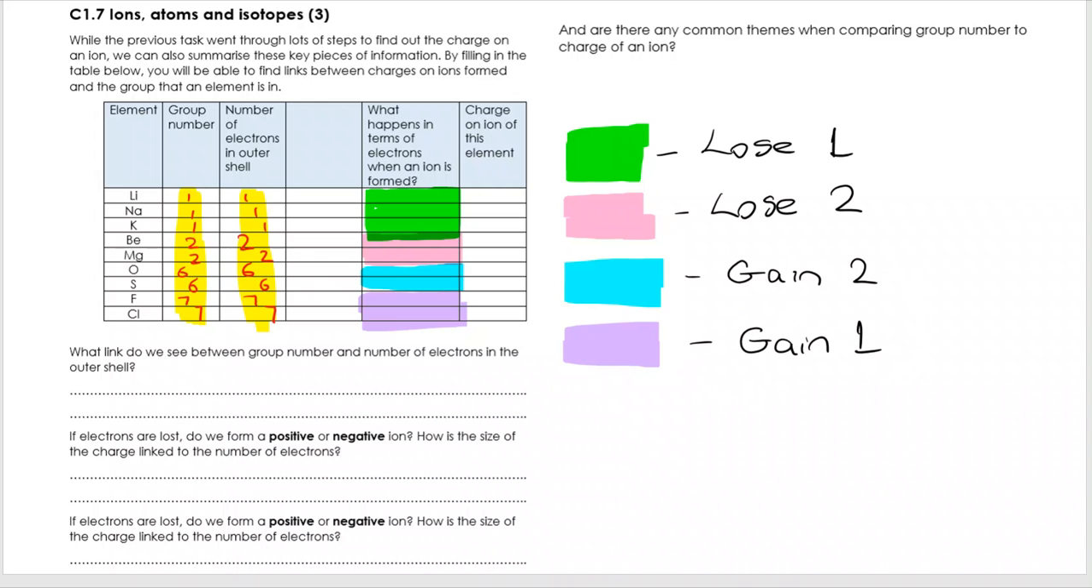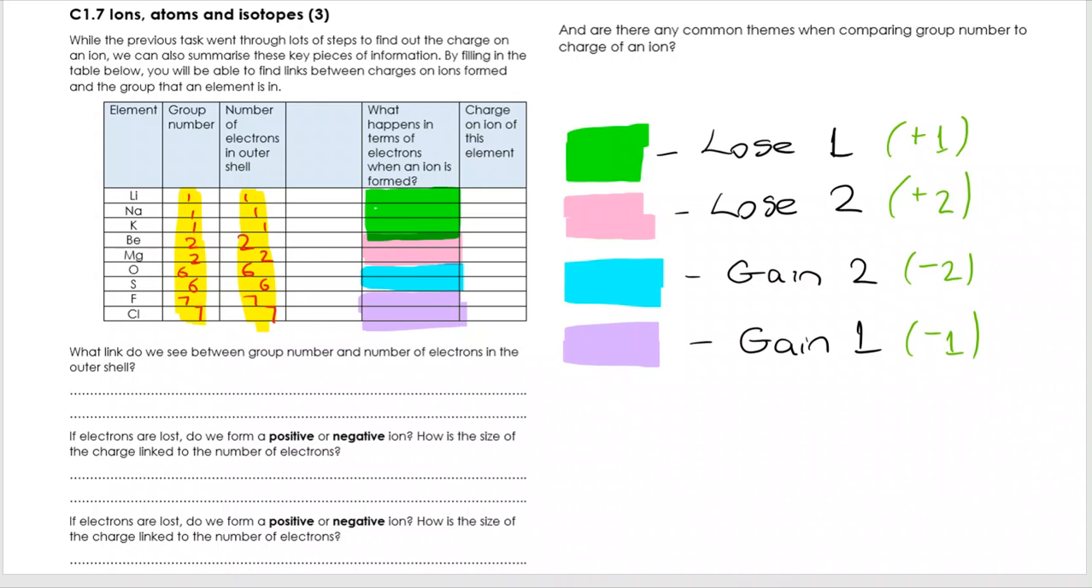Now, we went through this in a very drawn out way on the previous examples, but if you lose 1 electron, which is everything in group 1, they will form an ion with a charge of plus 1. So group 1 metals form ions with a charge of plus 1. Group 2 metals lose 2 electrons to form an ion with a charge of plus 2. Group 6 will gain 2 electrons. They will always form ions with a charge of minus 2. Group 7 will always gain 1 electron, forming an ion with a charge of minus 1.